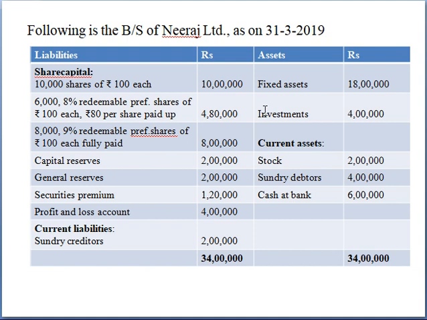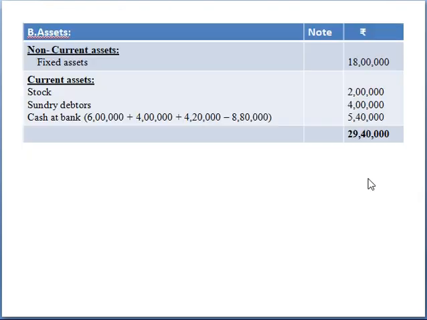The next, there is no investment right now because this investment is sold. Okay, next is the current asset, and in the current asset there is no calculation for stock and debtors, so you get the same information. So stock 2 lakhs and debtors 4 lakhs. See here, stock 2 lakhs and debtors 4 lakhs. And next is the cash at bank. So on cash at bank you have to prepare the calculations.